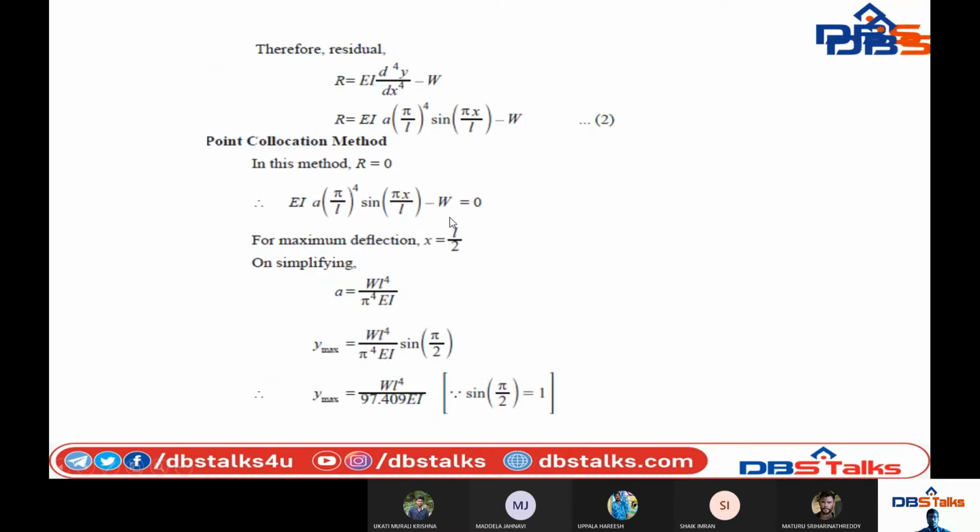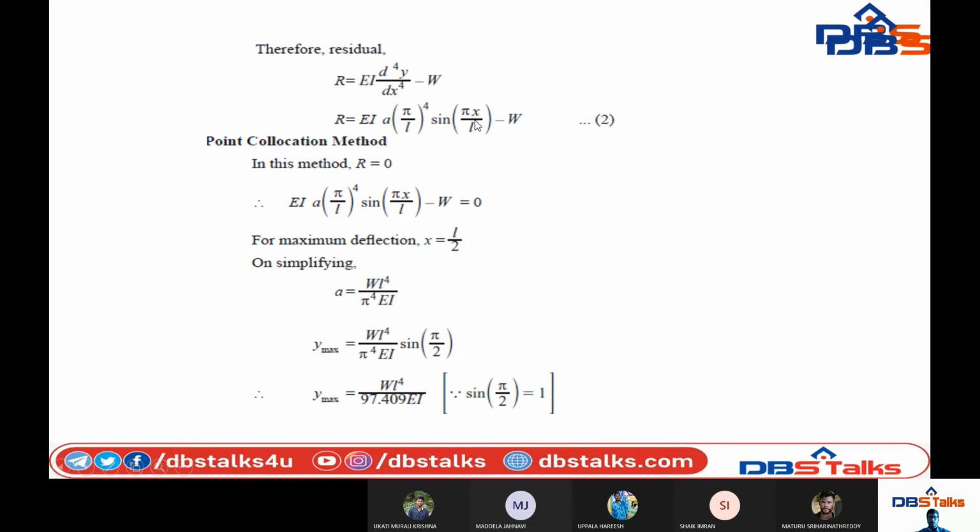So for that reason, I'm taking the length x equal to L by 2 at midspan, where the deflection occurs at the midspan point. On simplifying that, I get the value of A equal to WL power 4 by pi power 4 EI. Simplifying this equation and substituting the value of x in equation 2, therefore y max equal to WL power 4 by pi power 4 EI sin pi x by L.